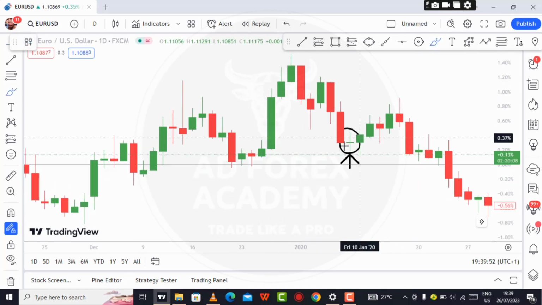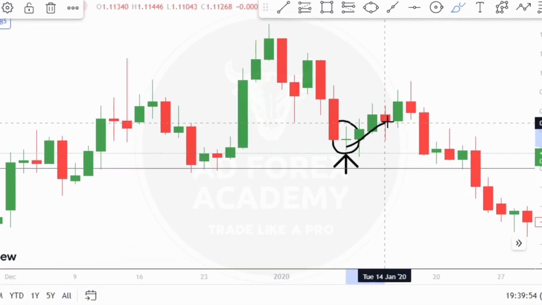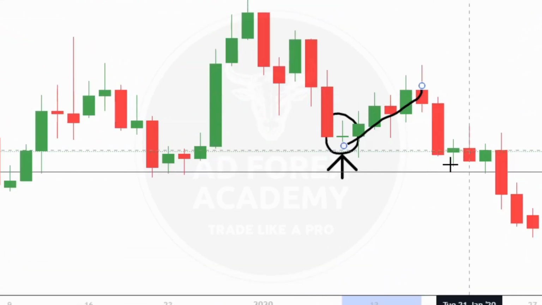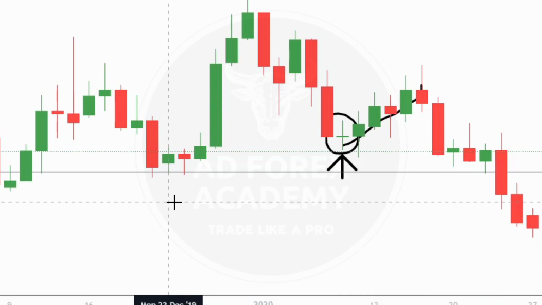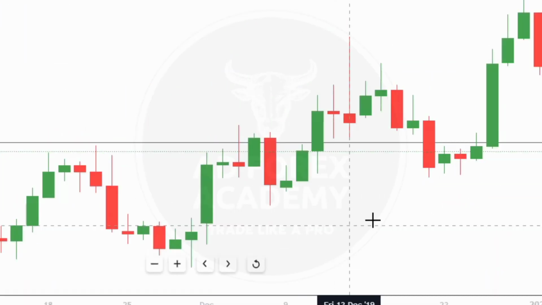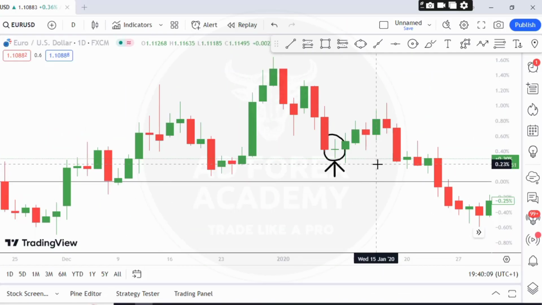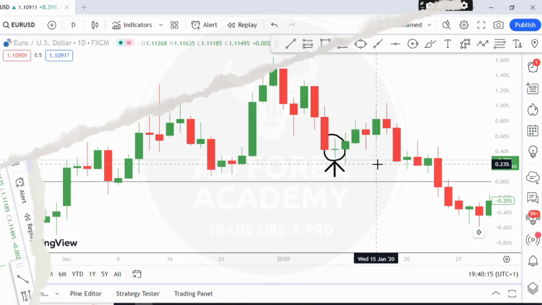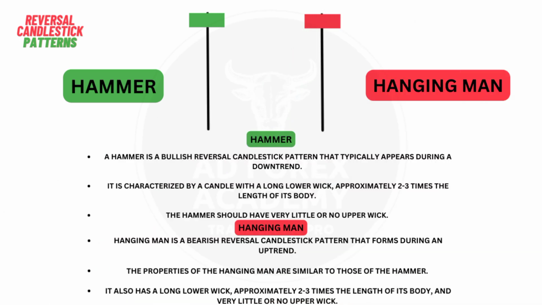When we encounter a Doji in a downtrend, it signals a potential bullish reversal, and if it appears during an uptrend, it hints at an impending bearish reversal. Additionally, there are various types of Doji patterns, but they all serve the same purpose, indicating a change in trend. Now let's discuss the hammer and hanging man pattern.